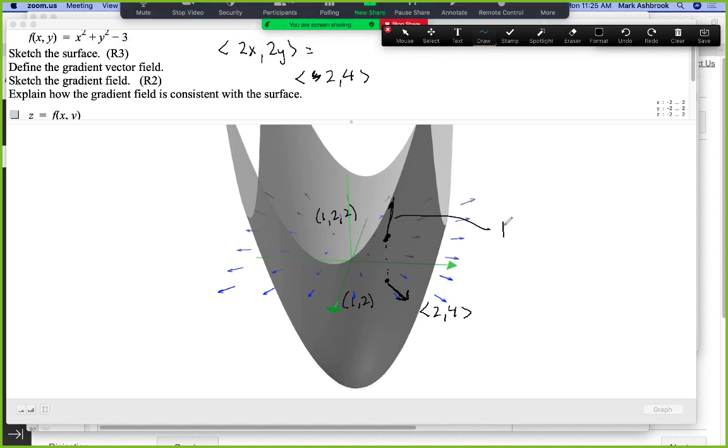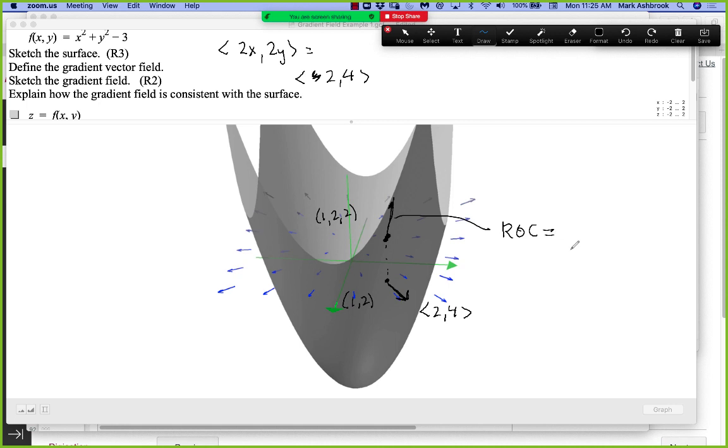And what would your rate of change be? The rate of change would be the magnitude of the gradient. Rate of change meaning how much up you go for a change in the horizontal direction. Given any change in the horizontal direction in the direction of 2, 4, the amount of increase in z would be radical 20 times as much as your horizontal change. Rate of change: change in z over horizontal change.